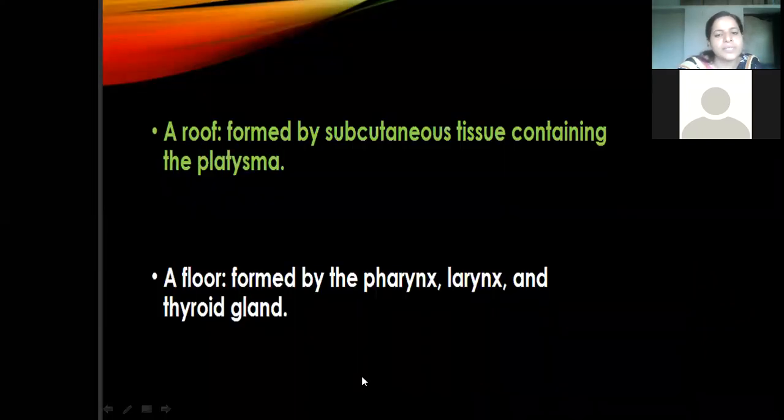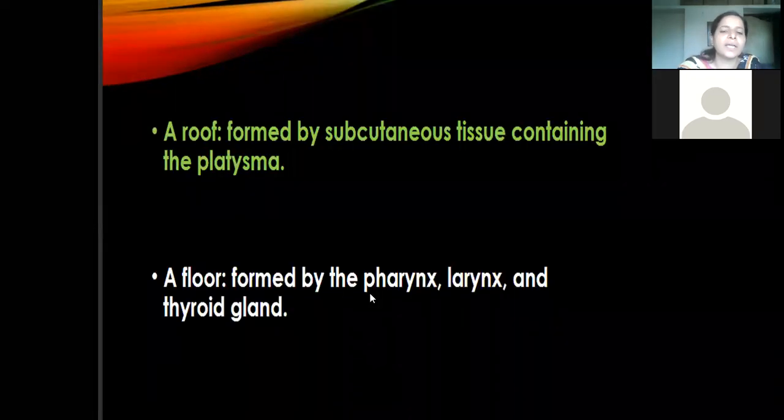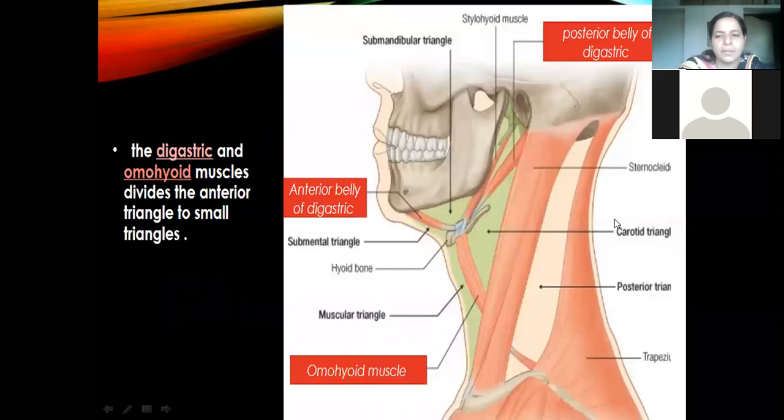Yesterday when I was discussing the roof of the posterior triangle, what did we see? We saw skin, superficial fascia, and platysma muscle. Here also we are going to see the same thing. Now see, here we have certain subdivisions in the anterior triangle.